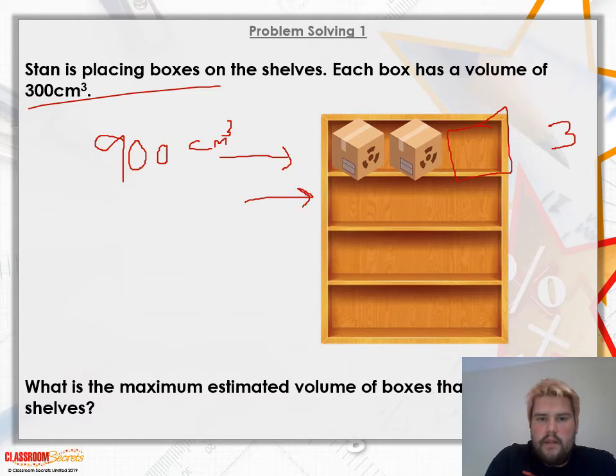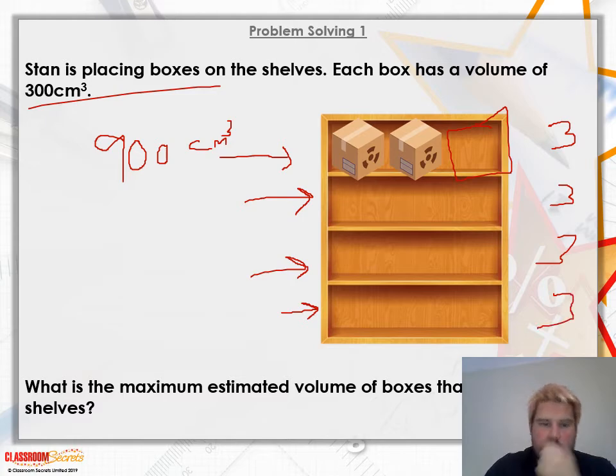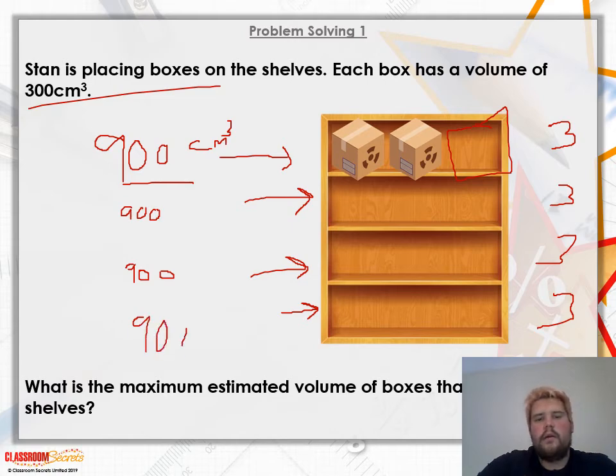So the one underneath is going to be exactly the same. One underneath that is going to be exactly the same. One underneath that is going to be exactly the same. So we've got 3, 6, 9, 12 boxes on the shelf. You can do 12 times 300 or add it up as you go along. We know that one shelf is 900, so we've got another 900 underneath, another 900 on the third one down, and on the bottom one, another 900 centimeters cubed. So then you can add those all up, see what you get. Don't forget the unit, centimeters cubed.